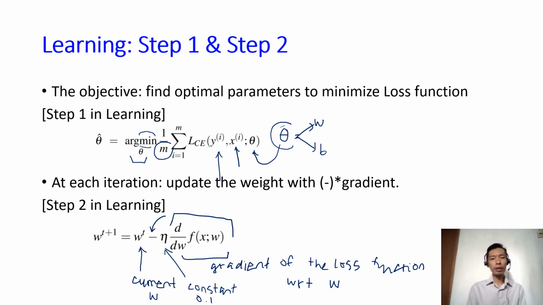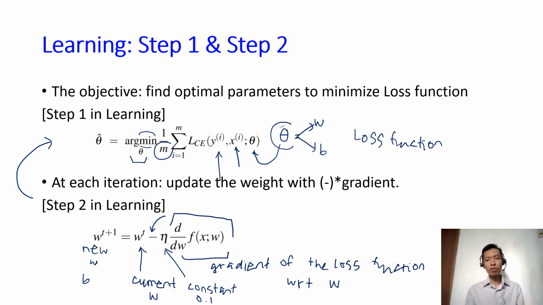So here's the complete function, and then we go back here once we get the new W and also the new B, and then we calculate the loss function again. If we are not satisfied with the loss function value, we do the gradient descent again, so we get the new W, the new B, and then we go back to step one, calculate the loss function again, and we keep doing these two steps until we are satisfied with the loss function. We think that the loss is already small enough.